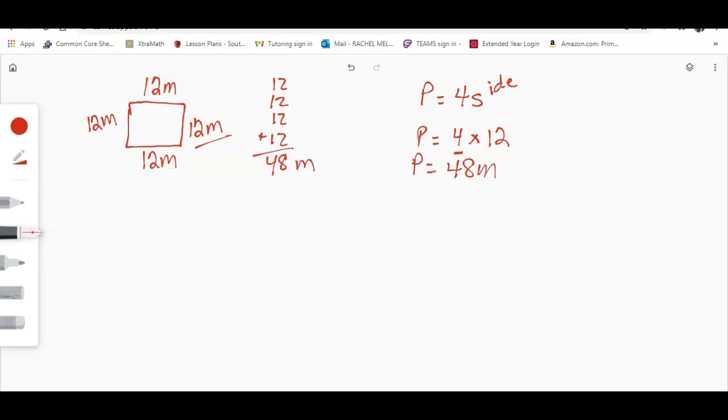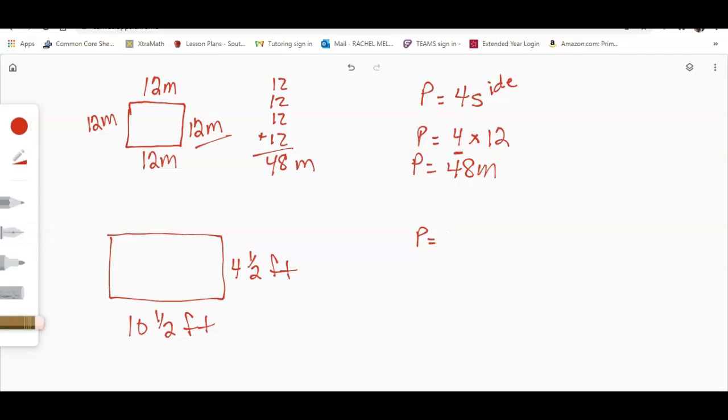Okay, and then the last one, we have another rectangle. And the width for this is going to be 4.5 feet. And the length is 10.5 feet. Okay, well, I know that for some of you, if I try to plug that into that formula, it might get really confusing, right? The 2 times L plus the 2 times W. So let me do that real fast, just to kind of show you.